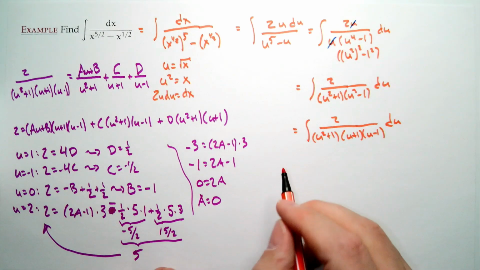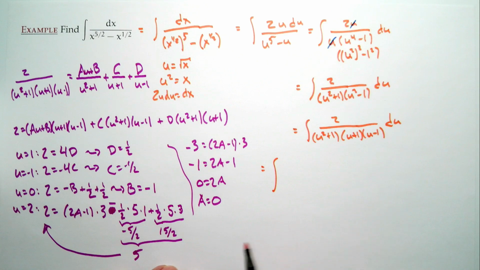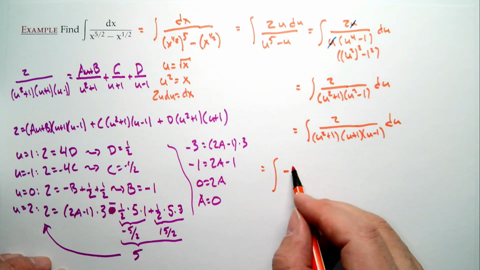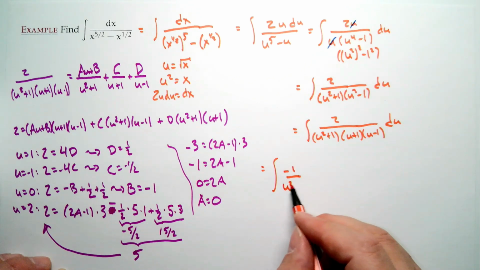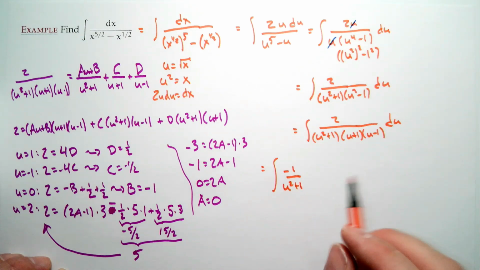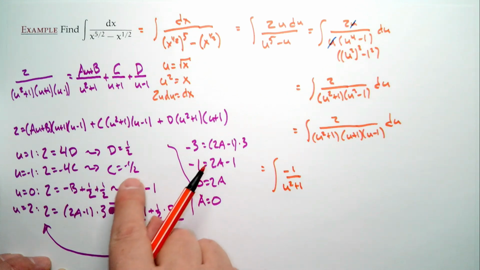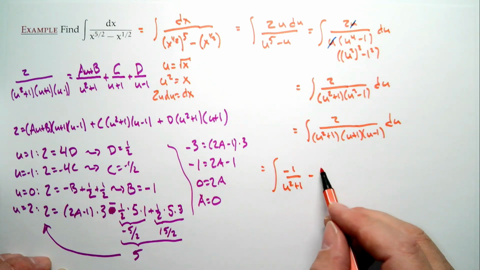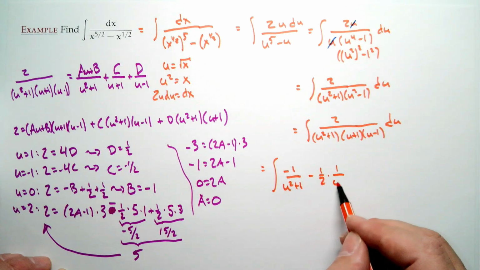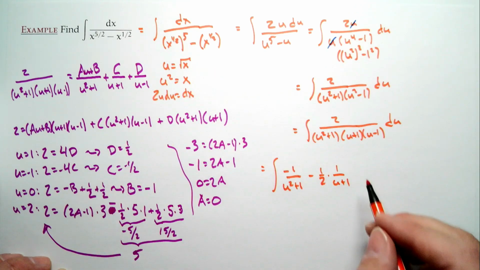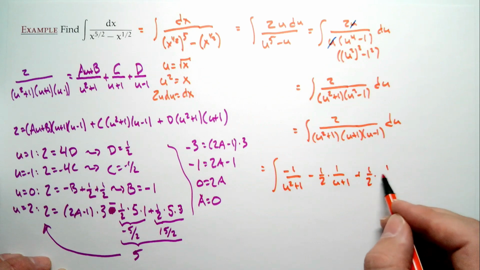So, this will be equal to, okay, so we start here. We have a times u plus b. Well, 0 times u plus b. So that's a minus 1 over u squared plus 1. Then we have our c over u plus 1. And c is negative a half. So minus a half. That's 1 over u plus 1. And then we have d over u minus 1. And d is a half. So plus a half. 1 over u plus 1.